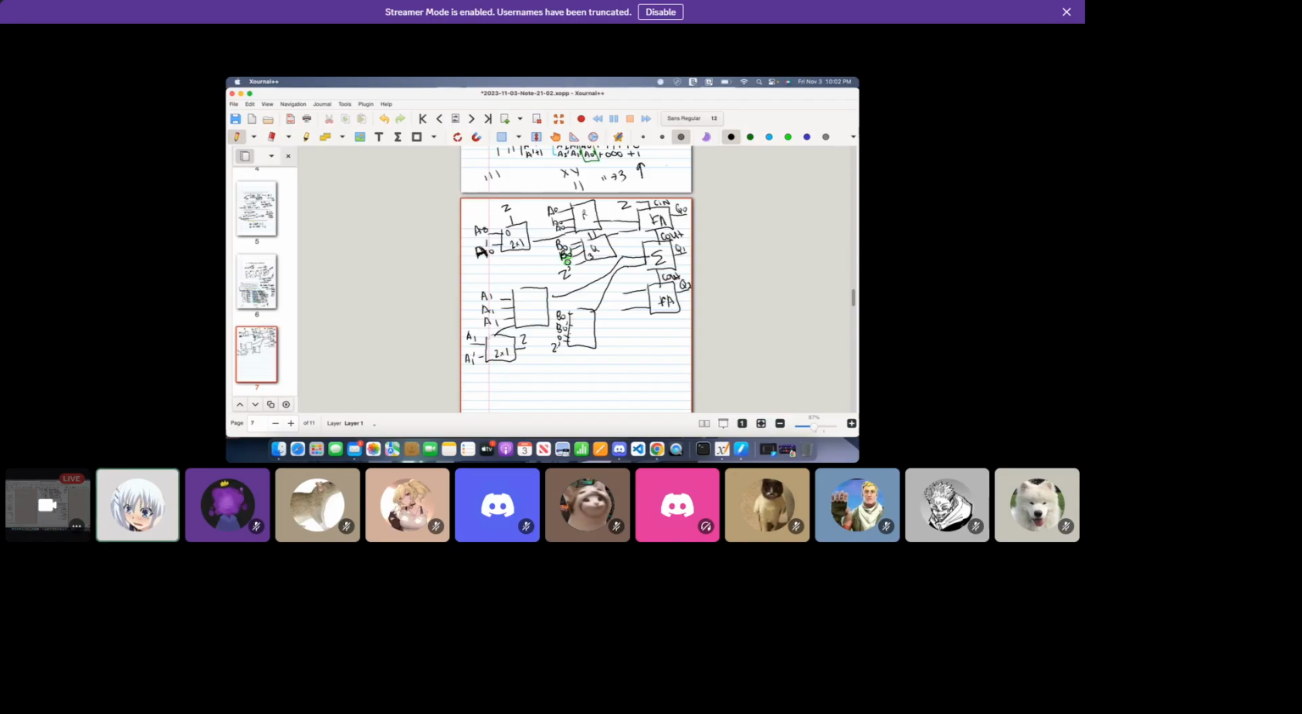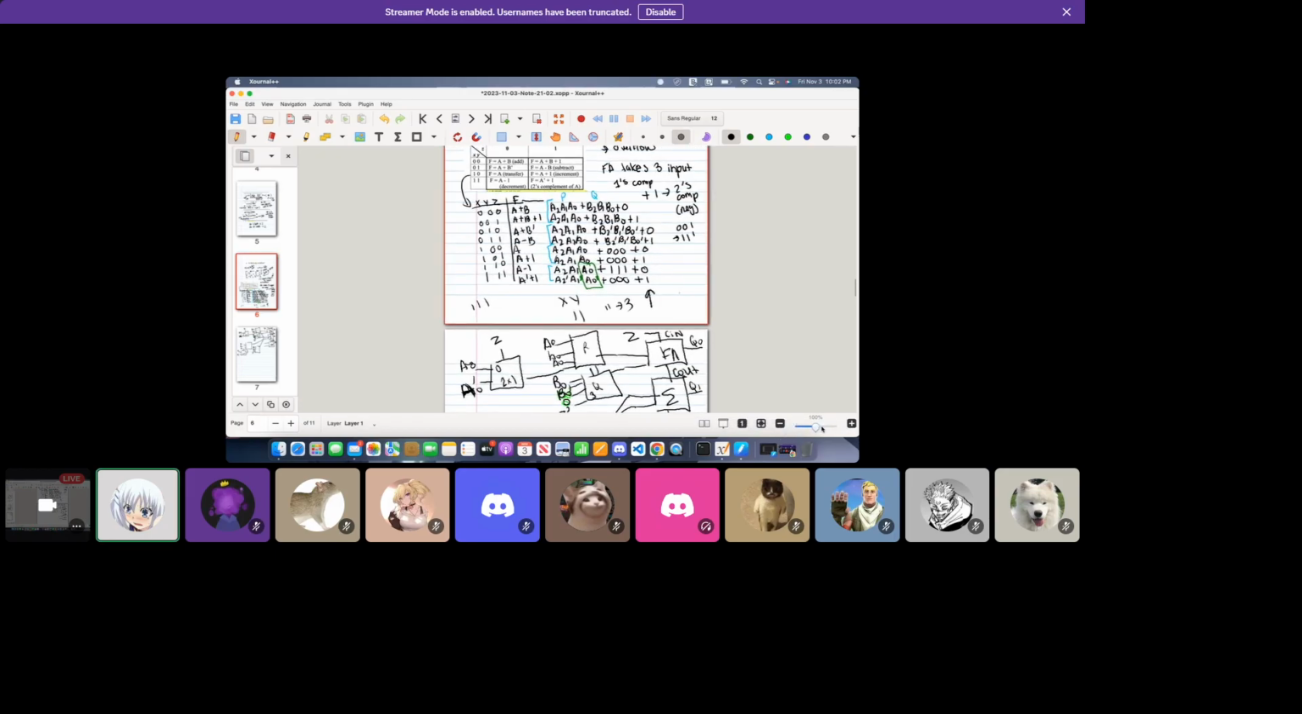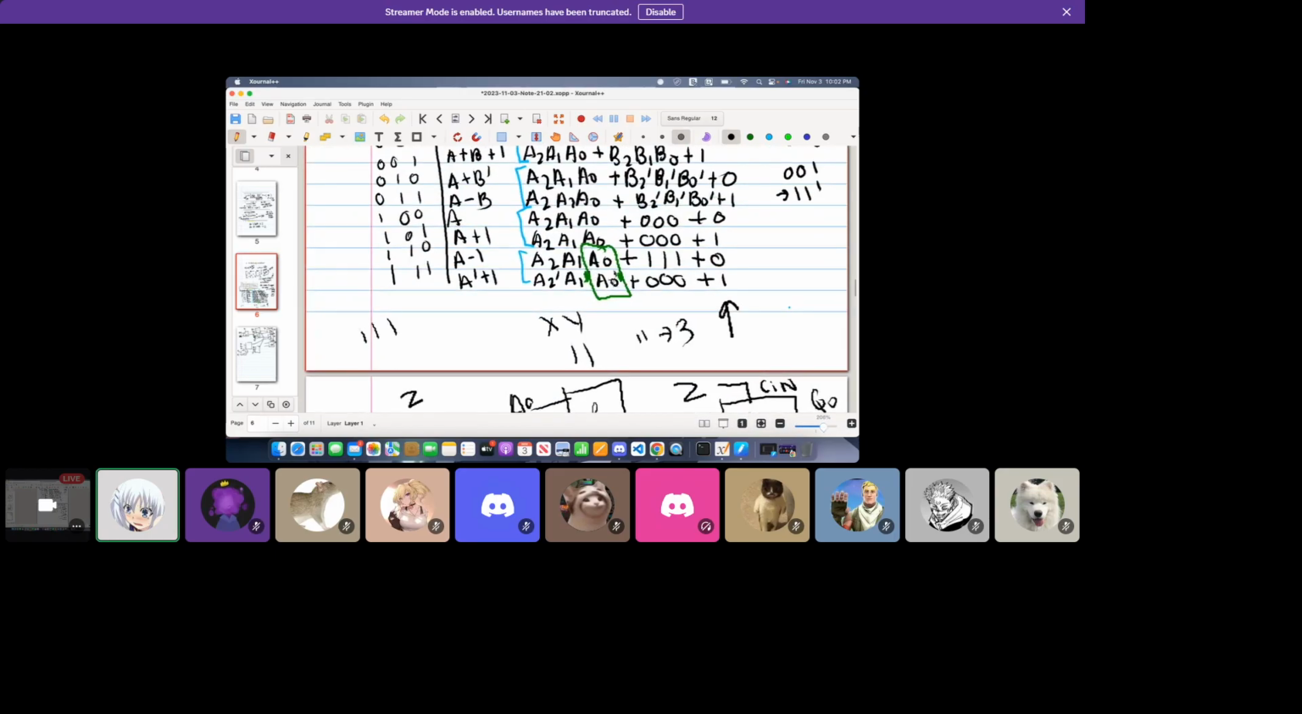Okay. So if you look at the truth table up here, we see that the values at the end are completely different. We have A2, A1, A0, and then we have A2 prime, A1 prime, A0 prime.